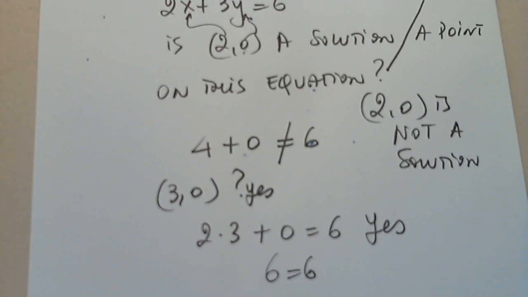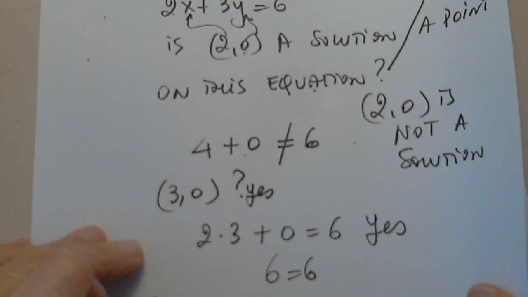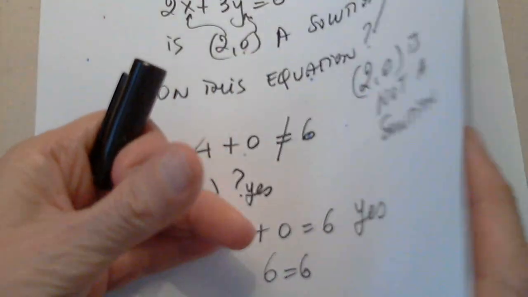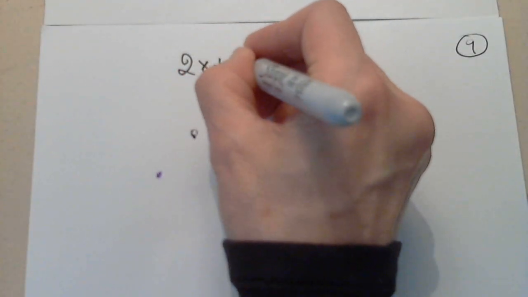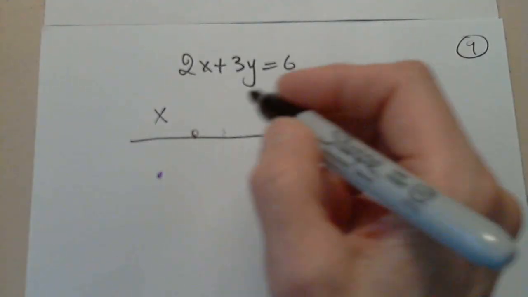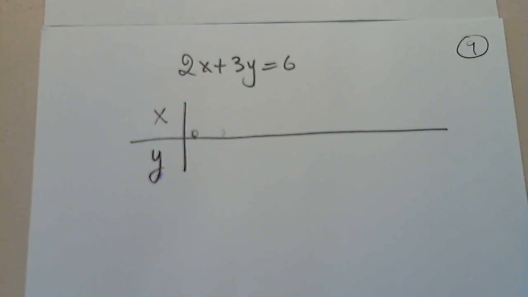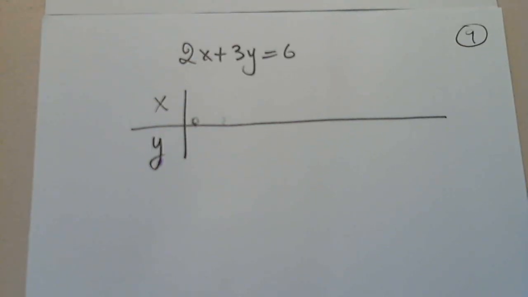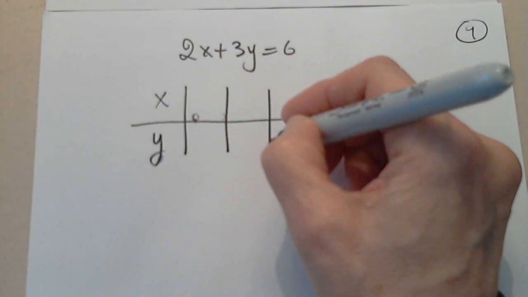Good. Now create a table of values that satisfy an equation. So we can create several situations here for the same equation. Let's say 2x plus 3y equals 6. I prefer horizontal tables. You can use vertical tables. It's up to you. They're acceptable.